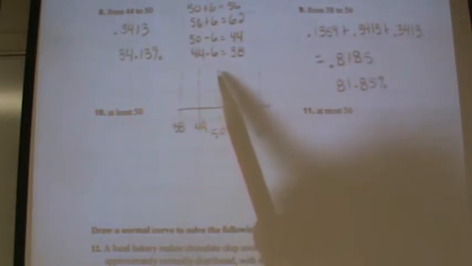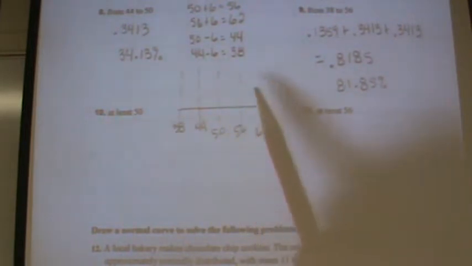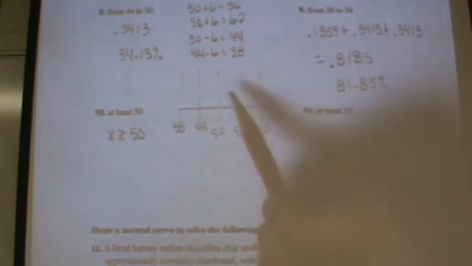Number 10 wants at least 50. So your answer is 50 or above. It has to be at least 50, so it could be greater than 50. When we write this, this could be x greater than or equal to 50. So all these data values that are greater than 50. 50 was our mean, so we know that 50% of our information is to the right. So this is going to be simply 50%.